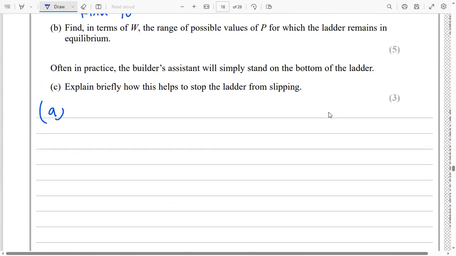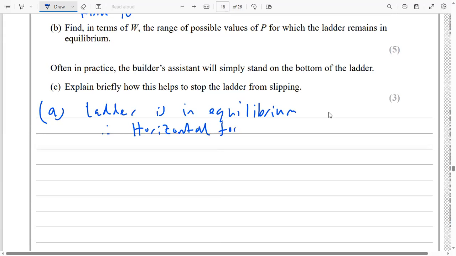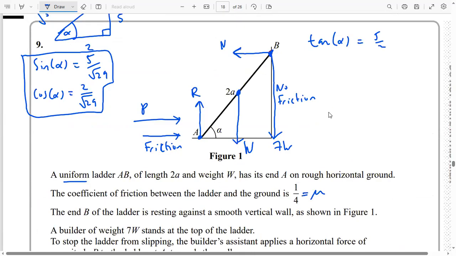Okay, so let's do some resolving forces. The ladder is in equilibrium, so therefore we know that horizontal forces going to the right are equal to horizontal forces going to the left. So what are our horizontal forces going to the right? We've got P. P is going to the right, isn't it? So this P force there is going to the right.